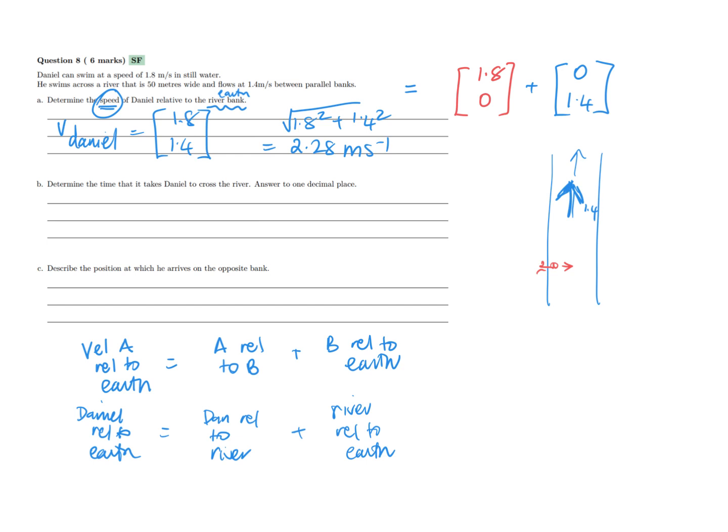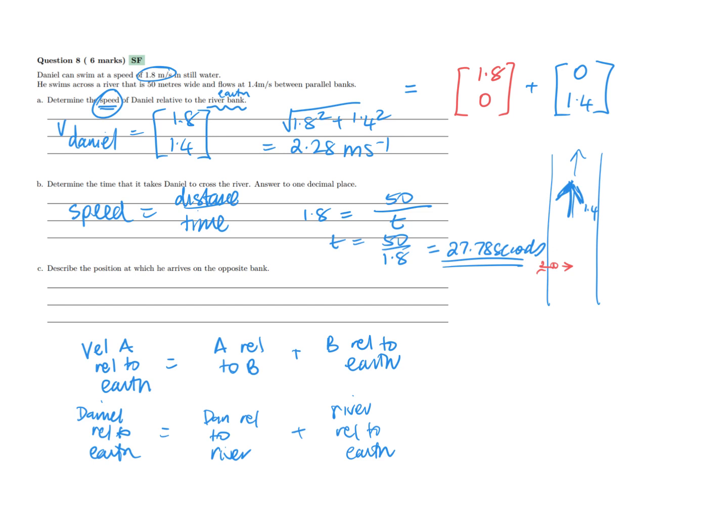How long does it take Daniel to cross the river? There's a couple of ways we can do that. We've got speed equals distance over time. Imagine that the water is still. His speed when the water is still is 1.8. He's got 50 meters to go. How much time is that going to take? Rearrange this equation: t is 50 over 1.8, and that comes to 27.78 seconds. I'll show you something else about that in a minute, but let's keep going first.